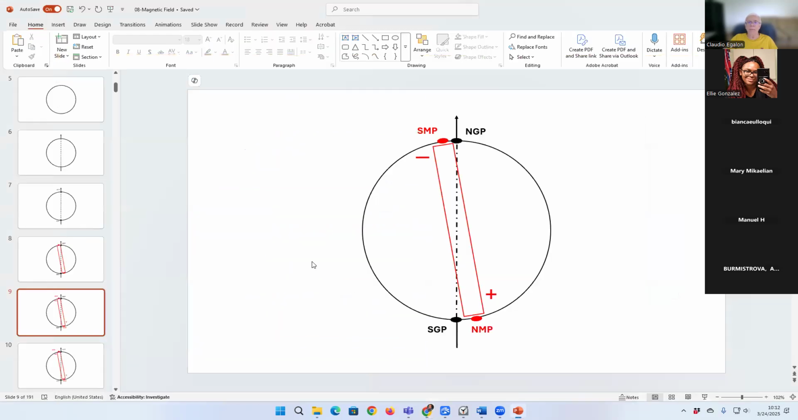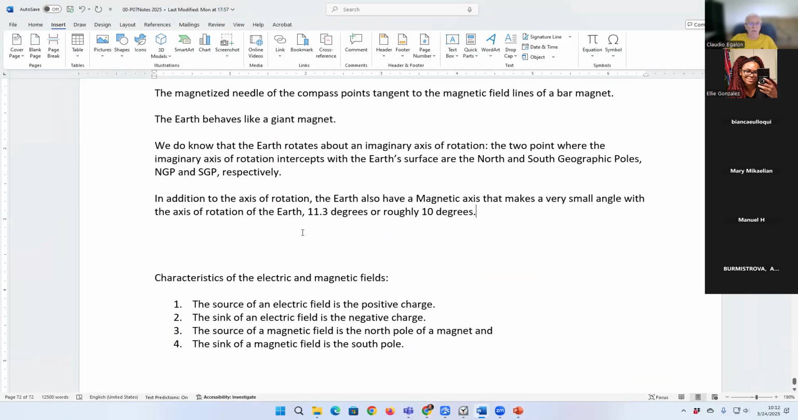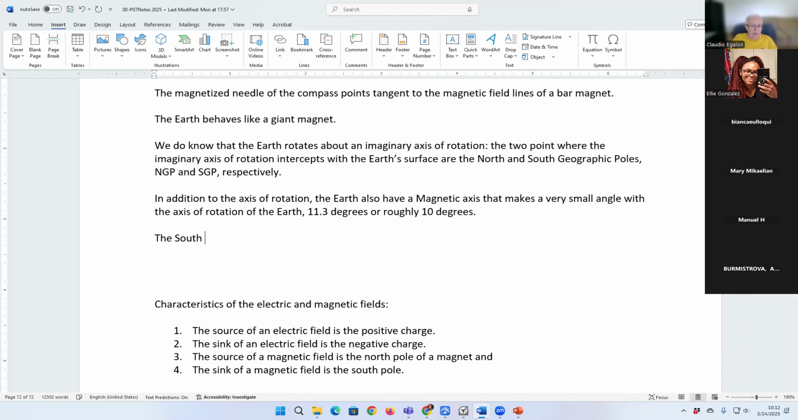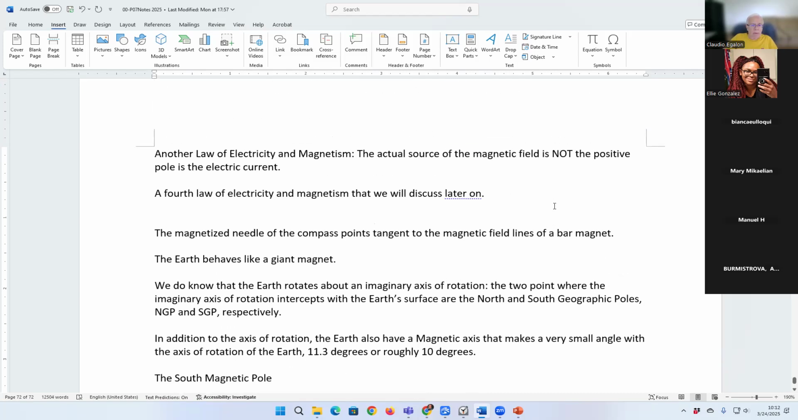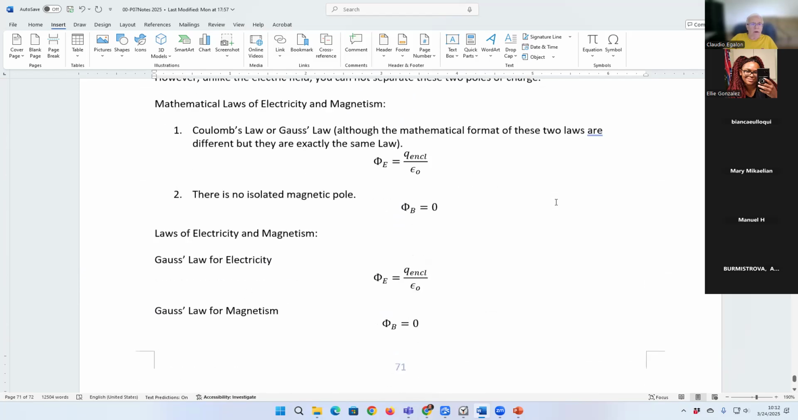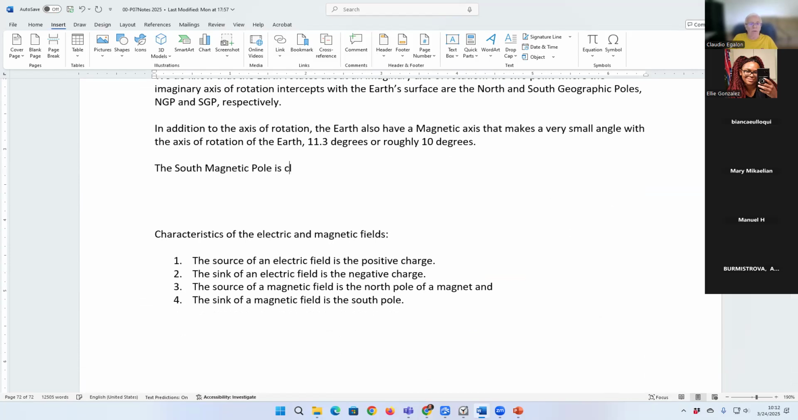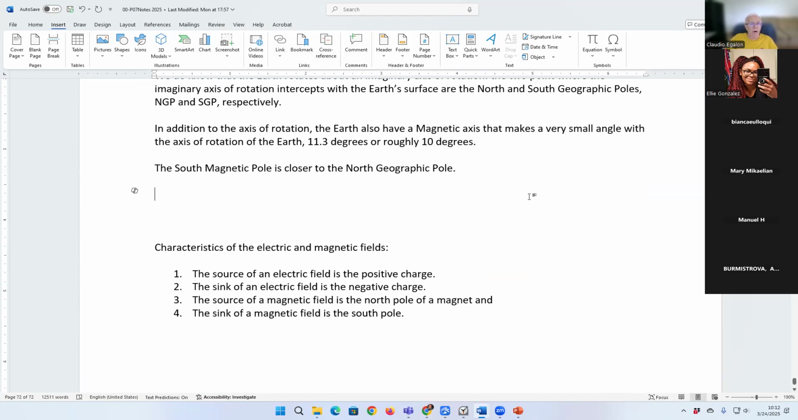Okay, so what else? In addition to the axis of rotation, the Earth also has a magnetic axis that makes a very small angle with the axis of rotation of the Earth. The south magnetic pole. I think I already wrote that, right? Doesn't look like I did. Okay, the south magnetic pole is closer to the north geographic pole, and vice versa.